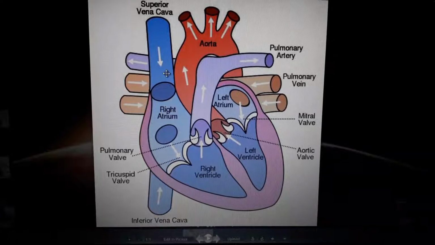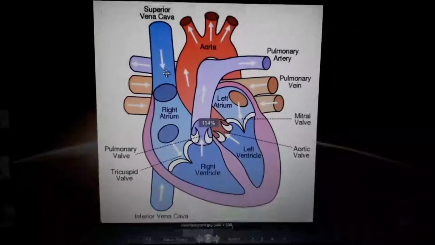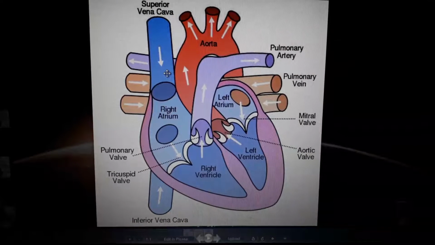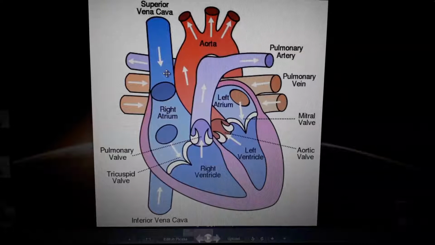Actually it is white colored, but for diagrams we represent it as red because it carries pure blood. And one difference is there between impure blood and pure blood. Because pure blood contains what? Pure blood contains the presence of oxygen in it, and impure blood contains the presence of carbon dioxide inside that.